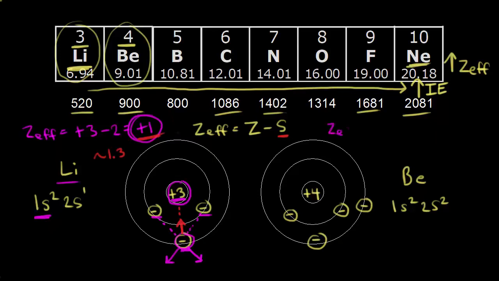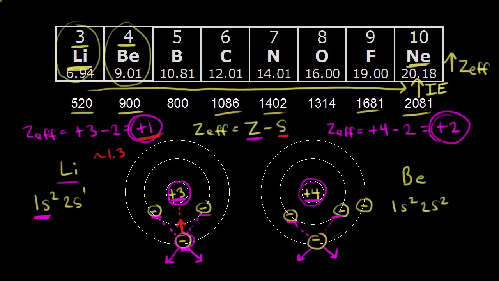So the effective nuclear charge for beryllium is equal to the number of protons, right, which for beryllium is positive 4. And from that, we subtract the number of inner electrons that are shielding the outer electrons. So it's a similar situation. We have 2 inner electrons that are shielding this outer electron, right? They're repelling this outer electron, shielding the outer electron from the full positive 4 charge of the nucleus. So we say there are 2 inner electrons, so the effective nuclear charge is positive 4 minus 2, giving us an effective nuclear charge of positive 2.